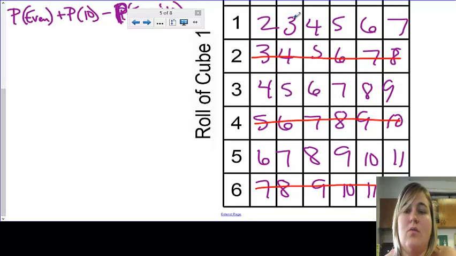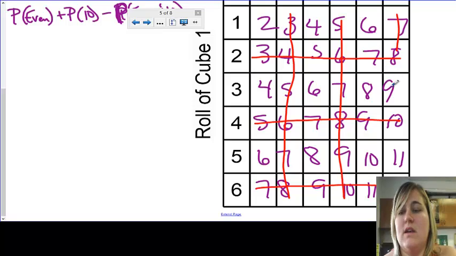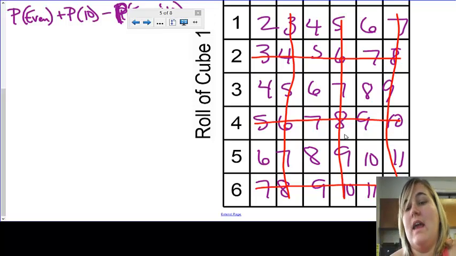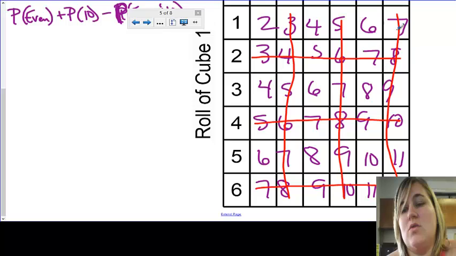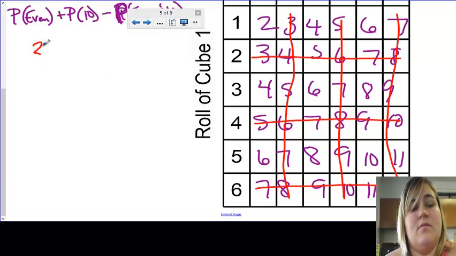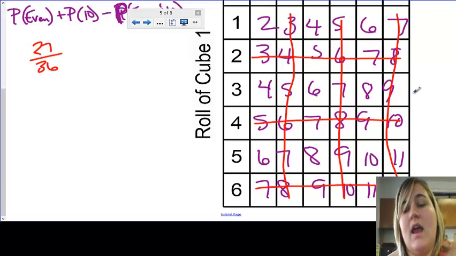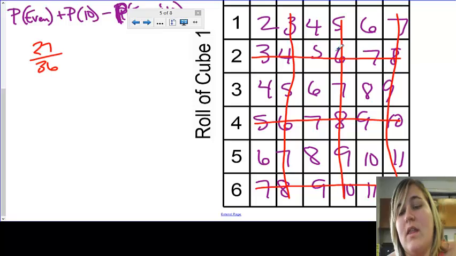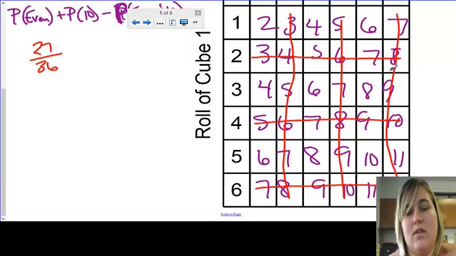So I could roll a 2, a 4, or a 6. So I had that 18, 19, 20, 21, 22, 23, 24, 25, 26, 27. 27 out of 36. And notice I didn't count these where they met twice because it just said at least one. I don't need to count it twice because that would be double dipping.